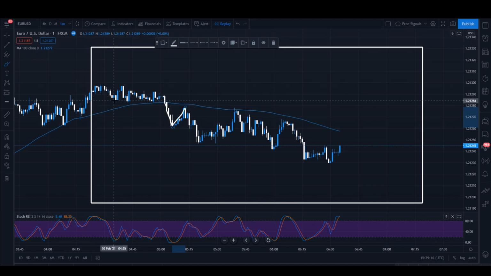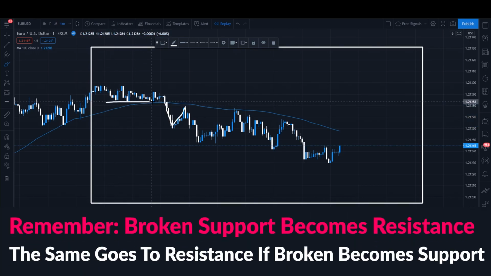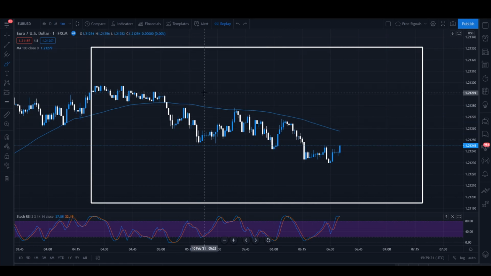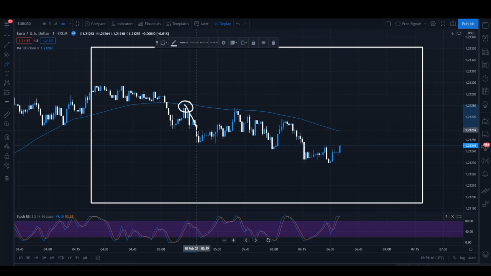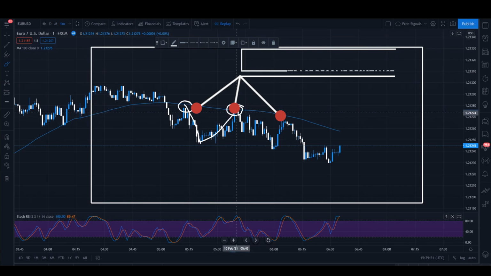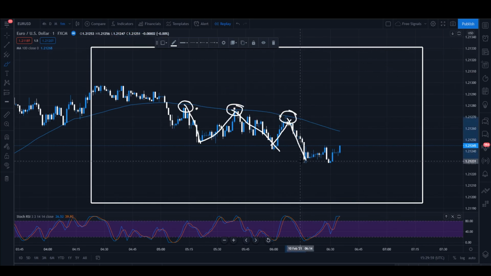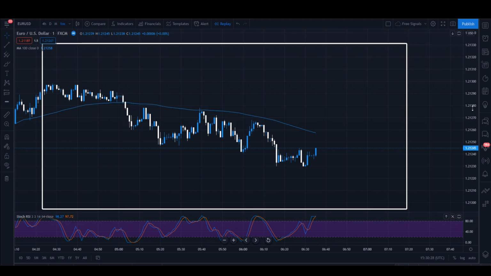So the previous area of support over here, where multiple times it was respected, becomes a resistance zone in this area over here. And the same concept happens, right? It's just the opposite direction. Every time it touches the 100 moving average, it shoots towards the downside. Once again, touches the moving average, shoots towards the downside. Touches the moving average, goes towards the downside, and so on. So now we know the market is reacting towards the 100 moving average, is trending towards the downside.